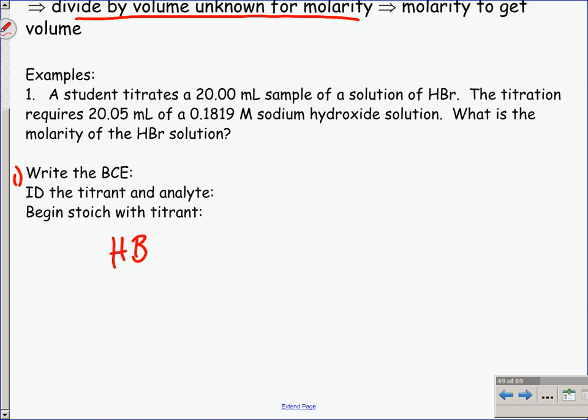Hydrobromic acid and sodium hydroxide. John, pick up from there. You all should be writing this example down with me. Not optional. John, pick up from there.